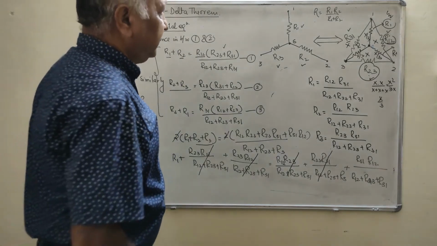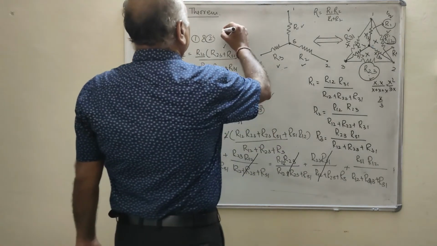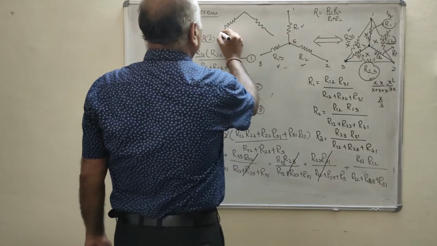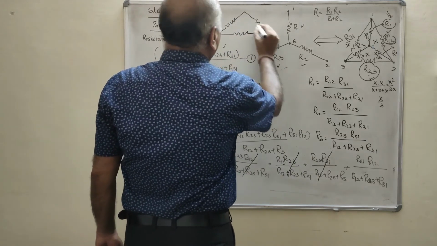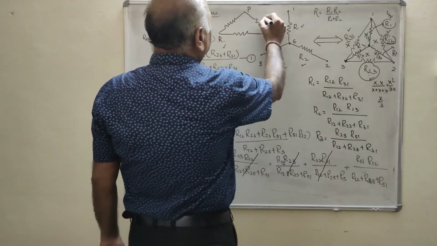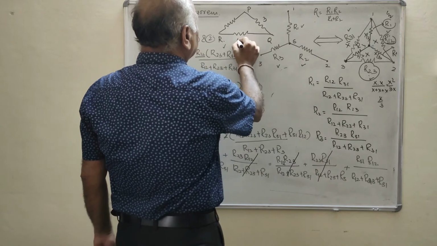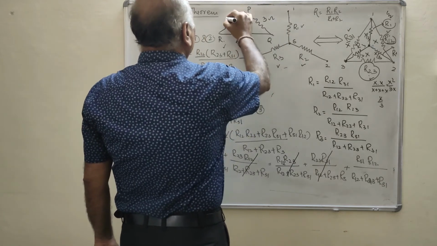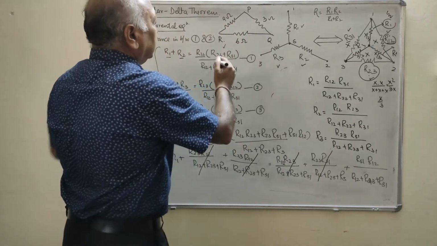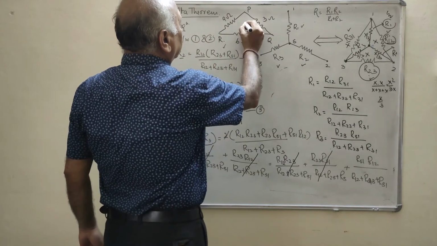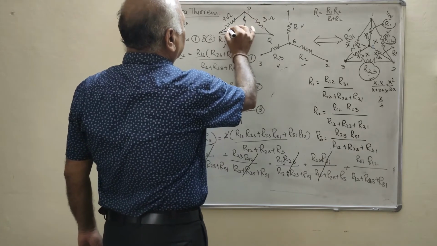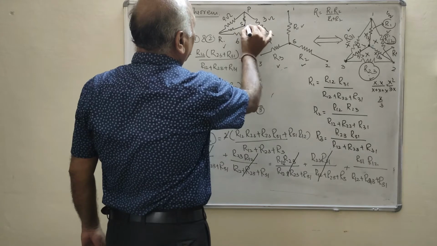Clear? Now you will see, say this is the delta connection. Say this is P, this is Q, and this is R. Say this is the 3 ohm, this is the 6 ohm, and this is the 9 ohm. We have to convert this delta into star. First of all, mark the S point.